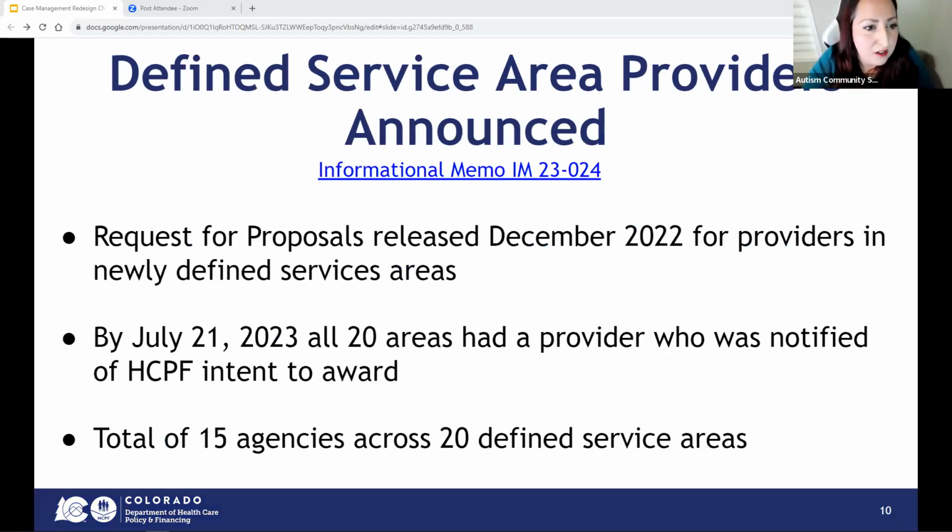So defined service area providers were announced. The request for proposal to get new case management providers that wanted to take on the contract was released in December of 2022 for all providers for the newly defined service areas. By July 21st, 2023, all 20 areas had a provider who was notified of the HCPF, or Healthcare Policy and Financing, intent to award those case management agencies their new contracts. There were a total of 15 agencies across 20 defined service areas that were announced, and pending any protest, will move forward.